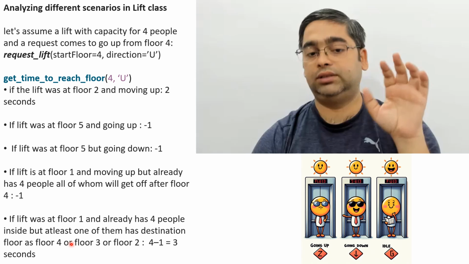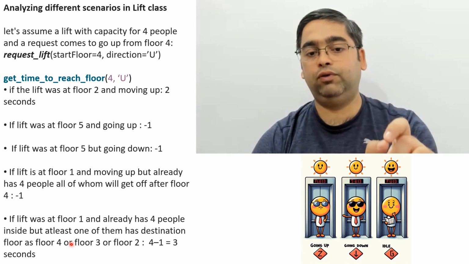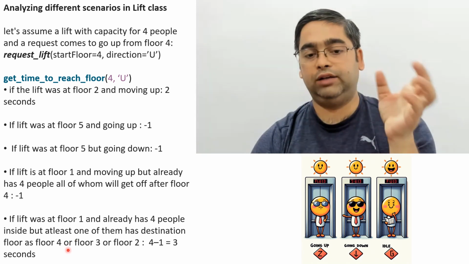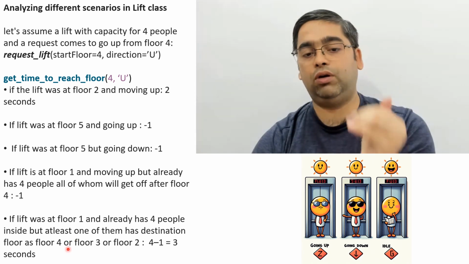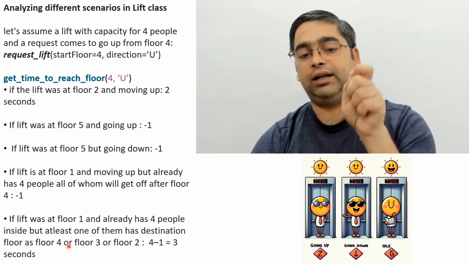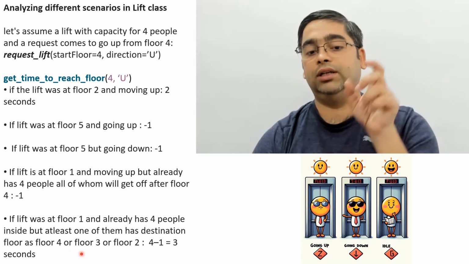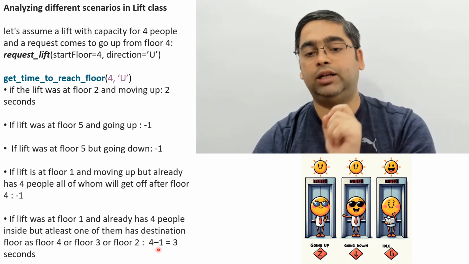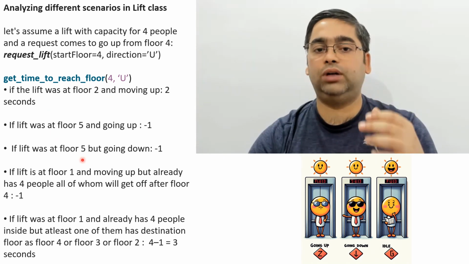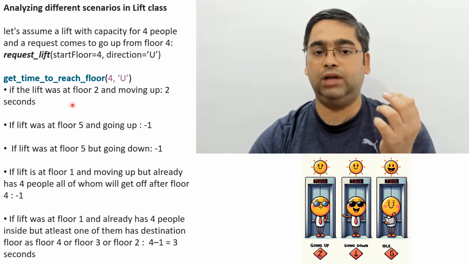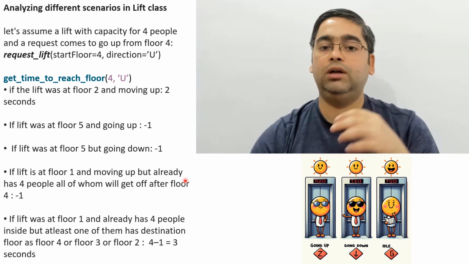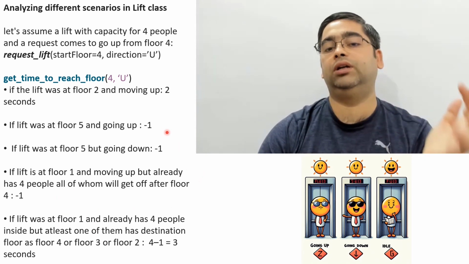Another case: there is a lift on floor 1, it has 4 people inside, but at least one of them has a destination floor of either floor 4, 3 or 2, that is below or equal to floor 4. That means by the time the lift reaches floor 4, there will be space for at least one more person. So yes, this lift will return a positive time, that is 4 minus 1, that is 3 seconds. So these are the different scenarios, and you see that based on the movement direction of the lift, the floor on which the lift is at, and the capacity of the lift, the behavior changes, and get time to reach floor returns different values.